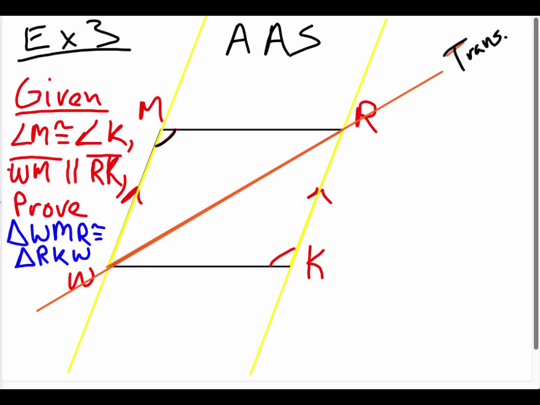Yeah, WR is the congruent line segment for both triangles. Does everybody agree? All right, cool. So my side is just going to be the line segment WR, because that's congruent for both triangles. My first angle right here is going to be angle M, which is also congruent to angle K. And I need angle, angle, side.